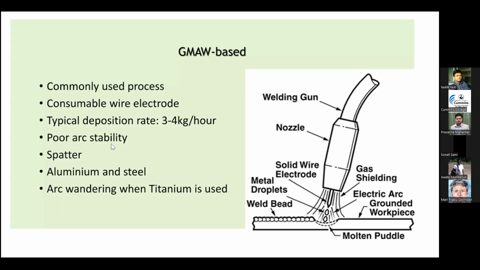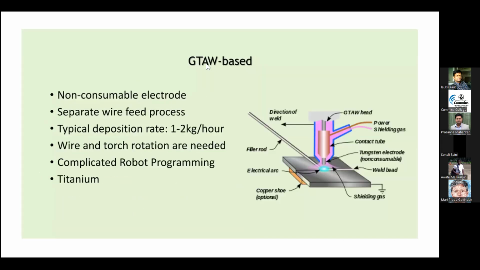Some drawbacks are there, like poor arc stability because here we are consuming the electrode. Spatters you can observe. It is suitable for aluminum and steel, and it is not suitable for titanium. Then the second method, that is GTAW. So here we are using a tungsten electrode. Additionally, you have to use a filler rod because this is non-consumable in nature. So we have to use a filler rod here. So this is the GTAW process.